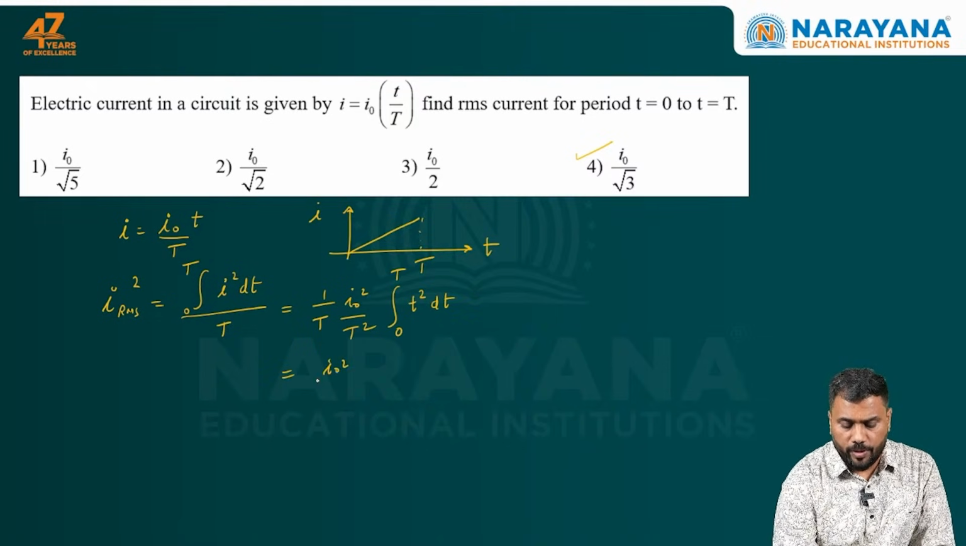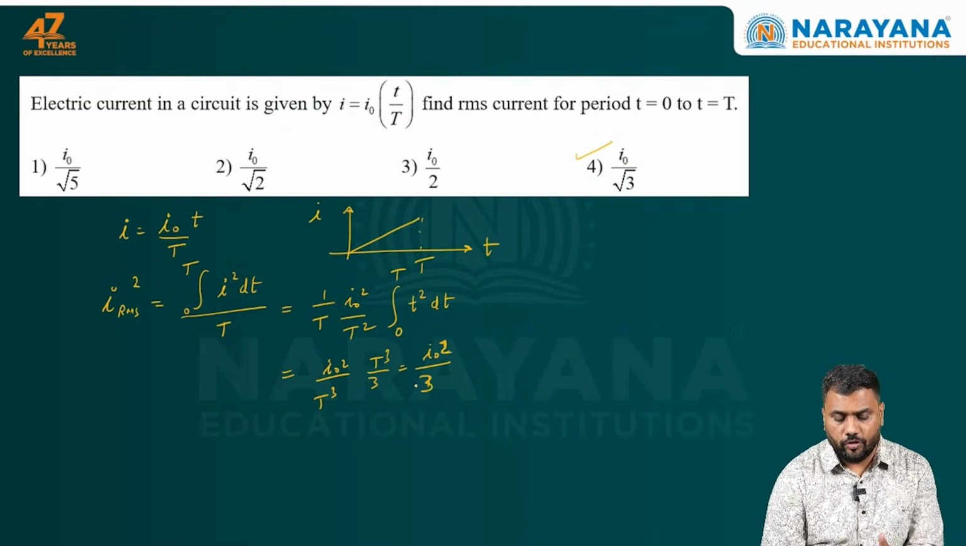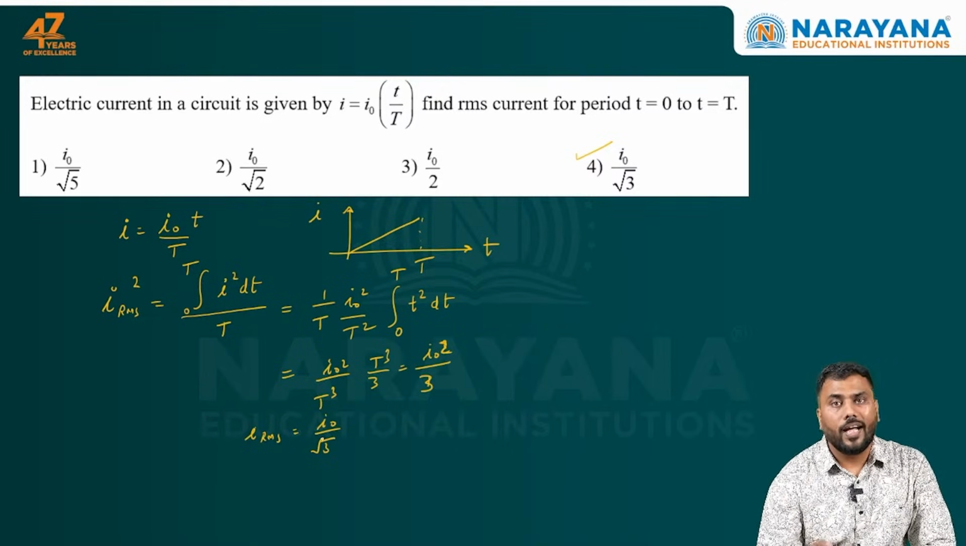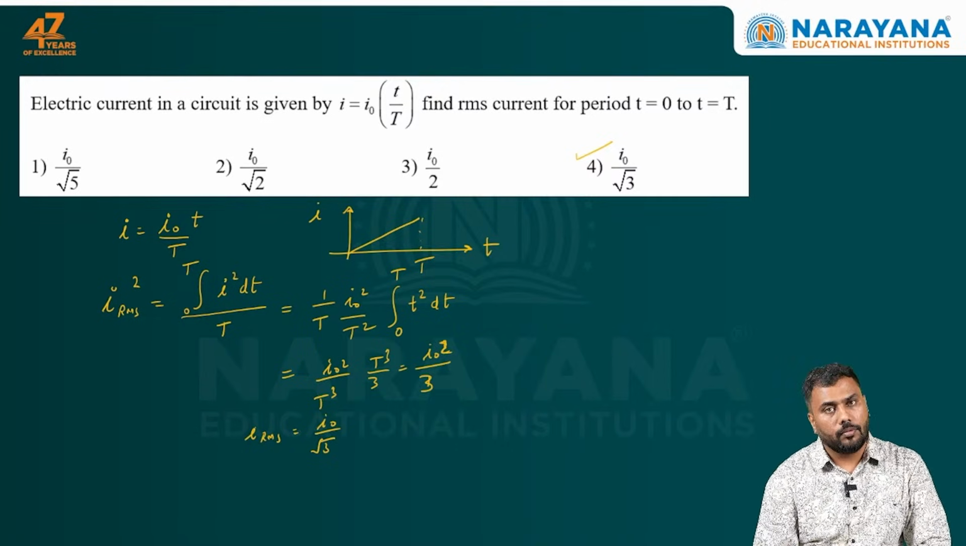So this is going to be I naught square by T cube. Inside you will get t cube by 3. So finally this is I naught square by 3. If you take the root, then IRMS should be given by I naught by root 3. So as I stated earlier, the correct answer is answer number 4.